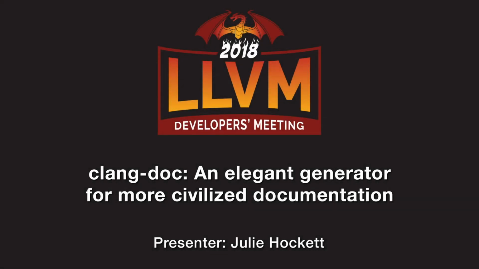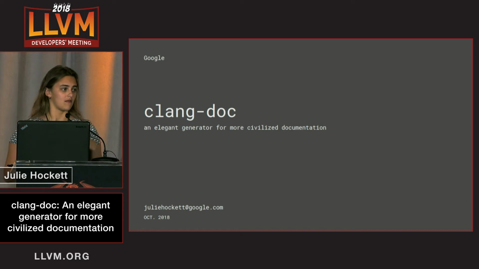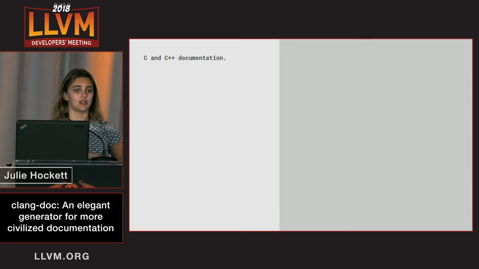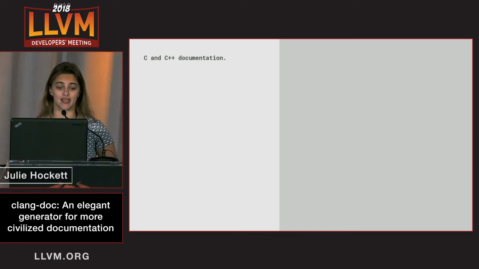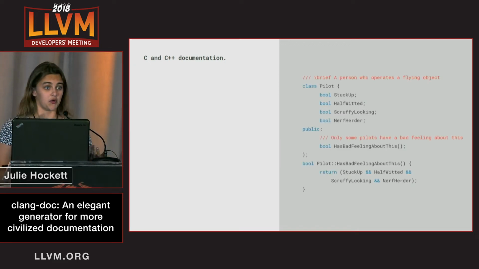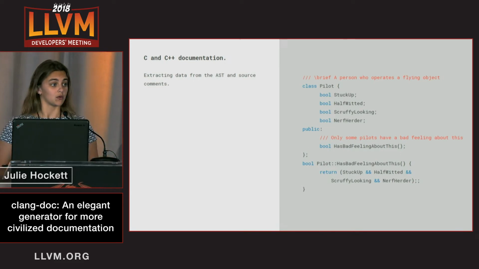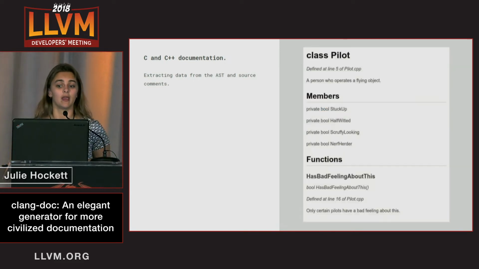So clangdoc is a tool that I've been working on, and it is a new member of the Clang tooling infrastructure. It's designed to generate C and C++ documentation. So it takes your source code and extracts the data from the Clang parsed AST and source comments that you put in there and emits clean, readable API documentation.